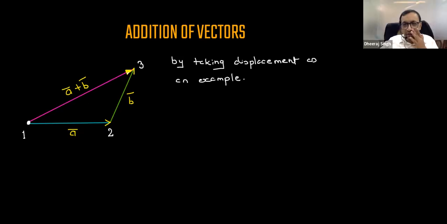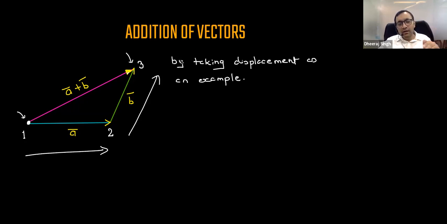Okay. Mute yourself. Do you all understand this? He's saying that first the displacement is 1 to 2. Second displacement is 2 to 3. So the sum of the displacement should be from the initial to the final point. So that is why this 1 to 3 vector makes sense to be the sum of the two vectors. Is it clear to everyone? Type in.